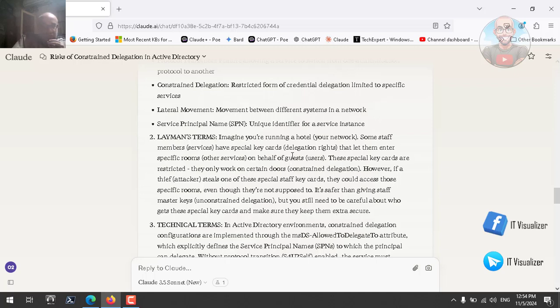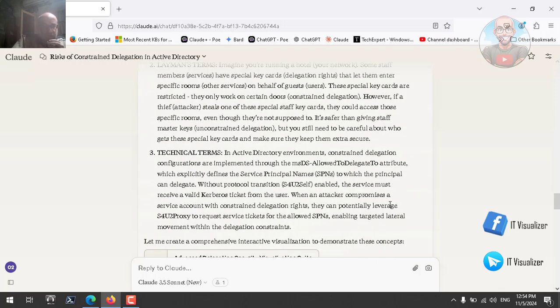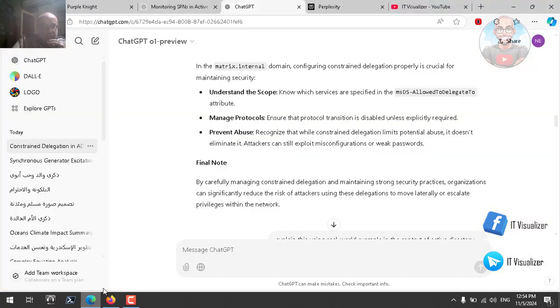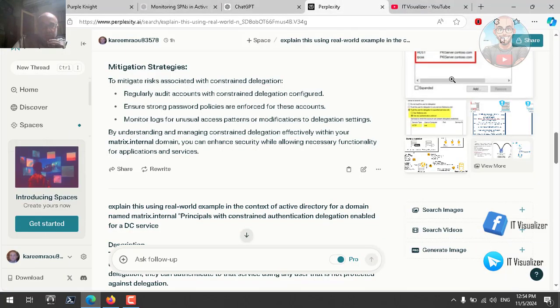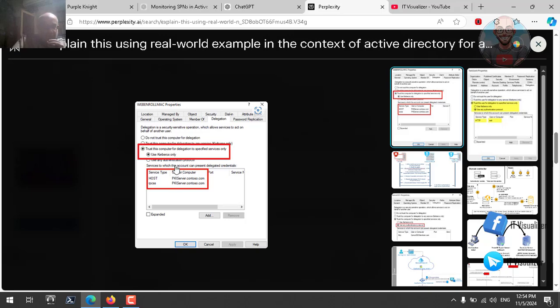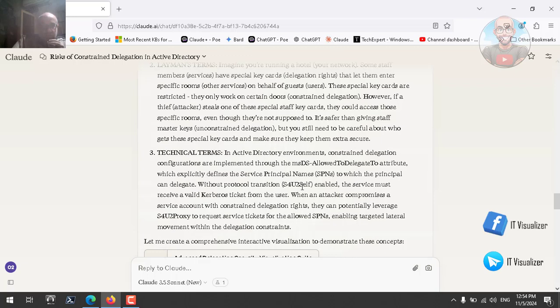So this is the explanation of constrained delegation and how, if it is misused, it can compromise our network security. Now let's explain it in technical terms. In an Active Directory environment, constrained delegation configurations are implemented through this attribute of the user or the computer object, which explicitly defines the service principal name to which the principal can delegate. We can see here where we can delegate something. Here is the tab that we will use to configure the delegation.